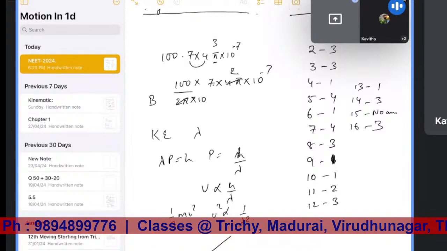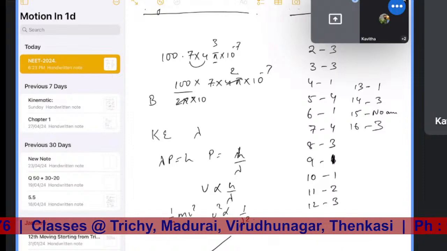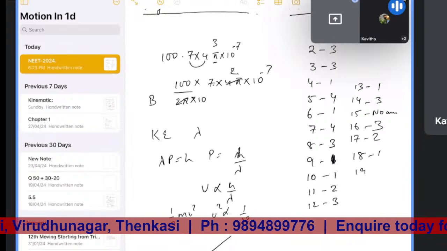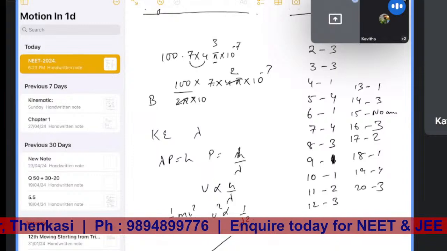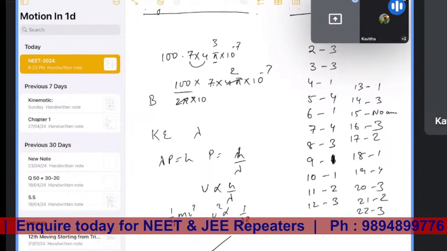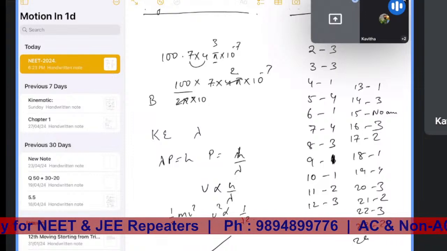So if we can move on from there, 17th one should be 2. 17th one is 2, 18th one is 1, 19th one is 4, 20th one is 3, 21st is 2, 22 is 3, 23 is 2, 24 is 2.